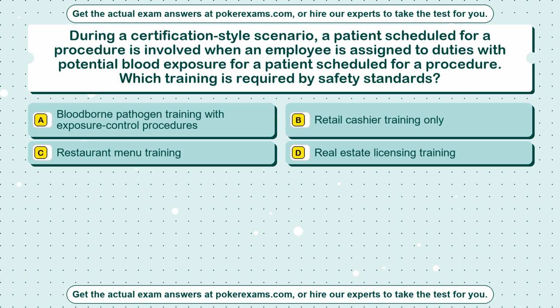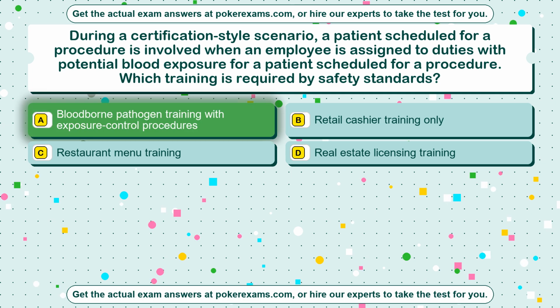Question 2. During a certification-style scenario, a patient scheduled for a procedure is involved when an employee is assigned to duties with potential blood exposure for a patient scheduled for a procedure. Which training is required by safety standards? Option A. Bloodborne pathogen training with exposure control procedures. Option B. Retail cashier training only. Option C. Restaurant menu training. Option D. Real estate licensing training.